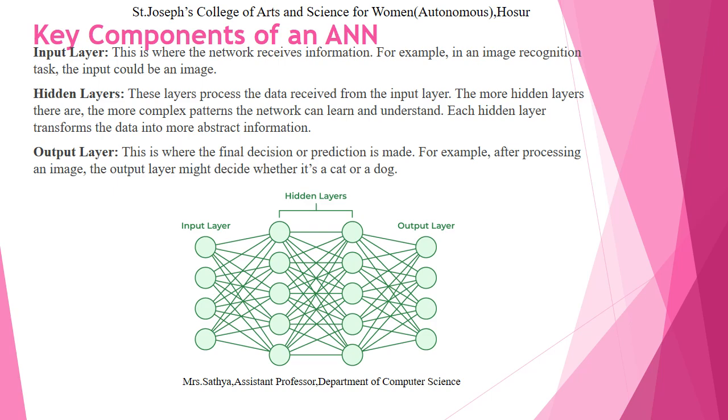On the whole, we need an output only, no? So for that purpose it will produce the output for us. The next one is the output layer. This is where the final decision or prediction is made. For example, after processing an image, the output layer might decide whether it's a cat or a dog.